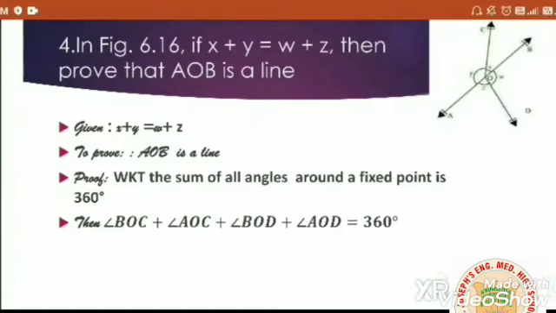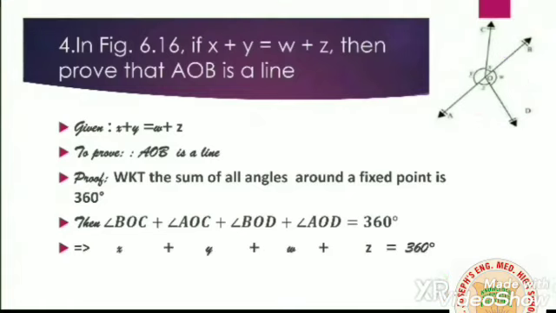Now, what are the things they have given? For angle BOC they have given x, angle AOC they have given y, angle BOD they have given w, and angle AOD they have given z, right? So that is what we are going to write here, one below the other. See, BOC we have written x, AOC y, BOD w and AOD z.